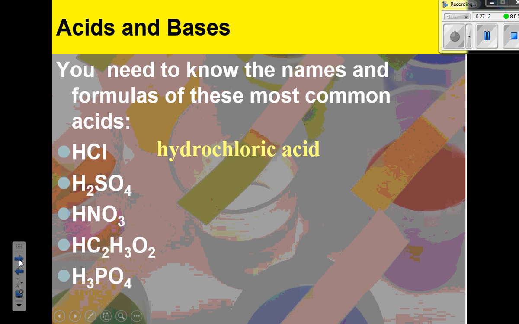Acids are liquid. They all have hydrogen at the front. When these are in solution, they're acids. So what element is this right here? Penny? That's sulfur. Sulfur and then oxygen. So this is called sulfuric acid.